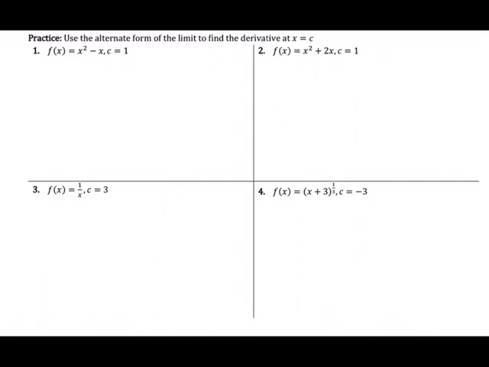So for each of these 4 examples, it says use the alternate form of the limit definition for derivative to find the derivative at x equals c. So each problem is giving us a specific c value. So we are going to take the limit as x approaches c. In this case, that's 1. So as x approaches 1 of f of x minus f of 1 over x minus 1. I'm not going to write this first step on every problem, but on this I want you to see where everything is coming from.